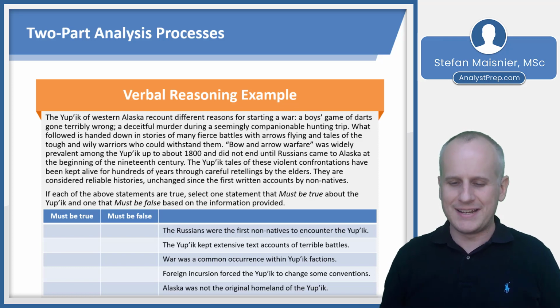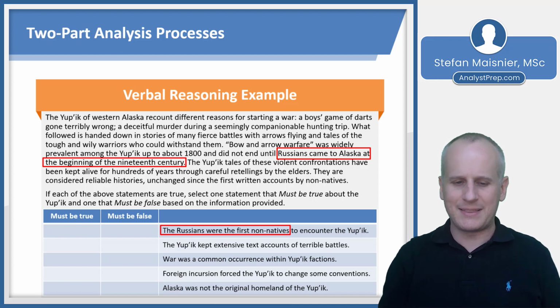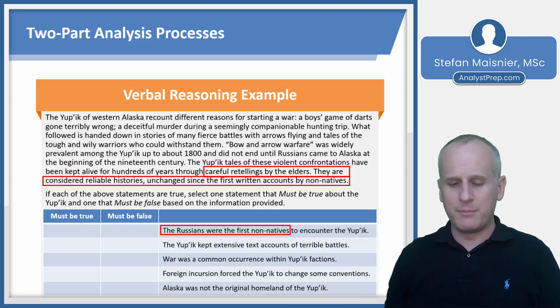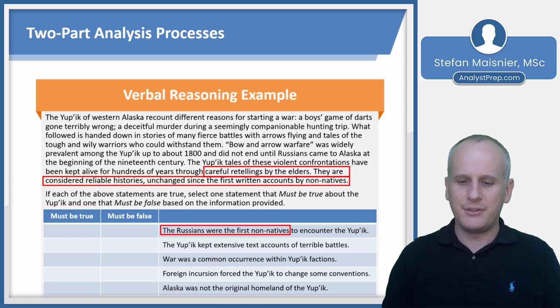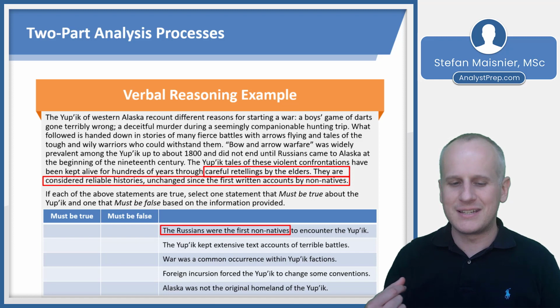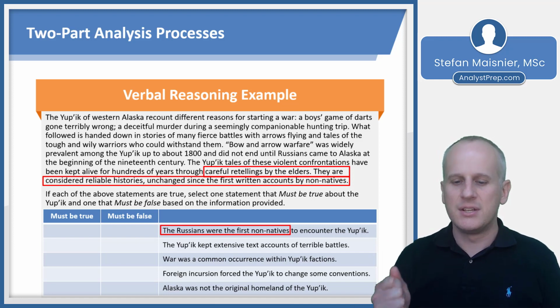The Russians were the first non-natives to encounter the Yupik. Well, we see that Russians came to Alaska at the beginning of the 19th century, but that doesn't mean that they were the first non-natives to encounter the Yupik. So that's not necessarily true. But if we move further down and look at the second choice, the Yupik kept extensive text accounts of terrible battles. We discover that the Yupik tales were kept alive through careful retelling of the elders. They are considered reliable histories, unchanged since the first written accounts by non-natives.